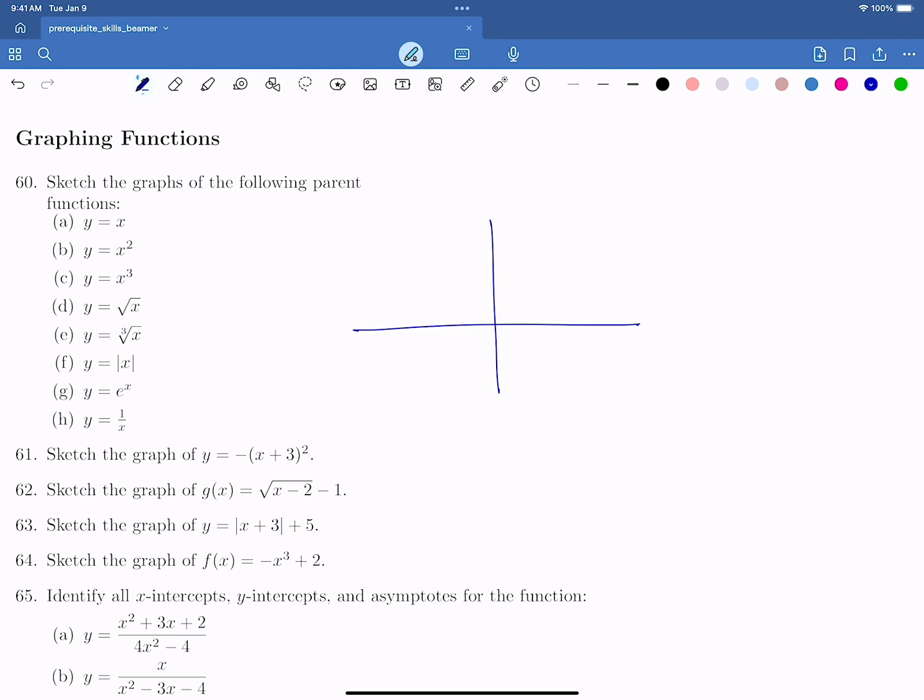y equals e to the x. So we want to remember the general shape of y equals e to the x. This passes through the point 0, 1 because e to the power 0 is equal to 1.